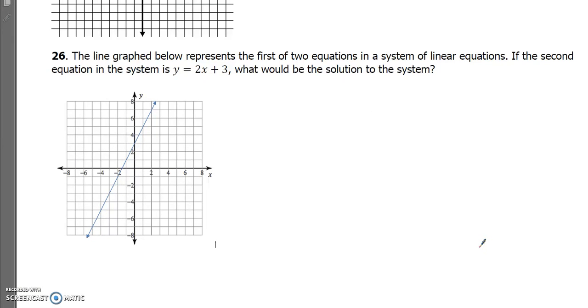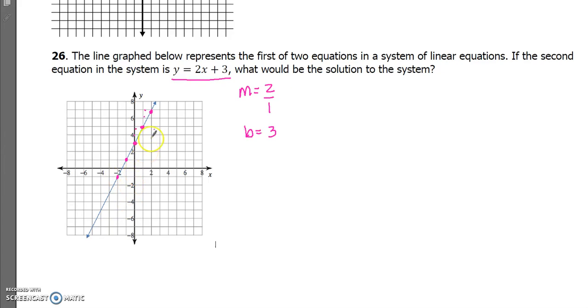Okay, last question. It says, the line graph below represents the first of two equations in a system of linear equations. If the second equation in the system is y equals 2x plus 3, what would be the solution to the system? Okay, so if this is my equation that I want to graph, my slope is going to be a positive 2 over 1. My y-intercept would be a positive 3. So if I go on the y-axis and I go 1, 2, 3 right here, and then I'm going to go up 2 and over 1, and down 2 and over 1.